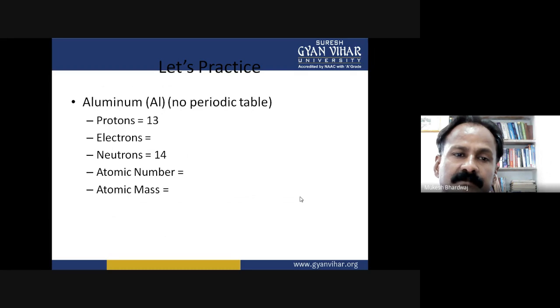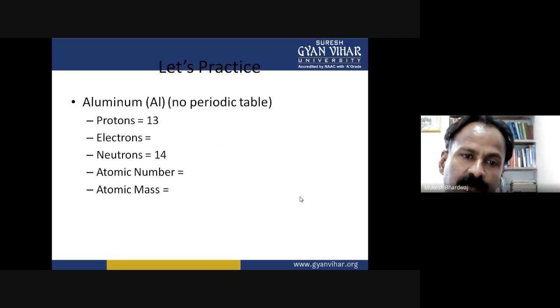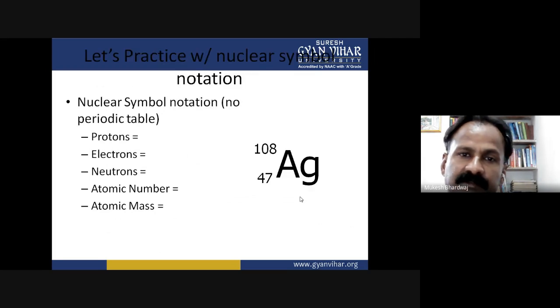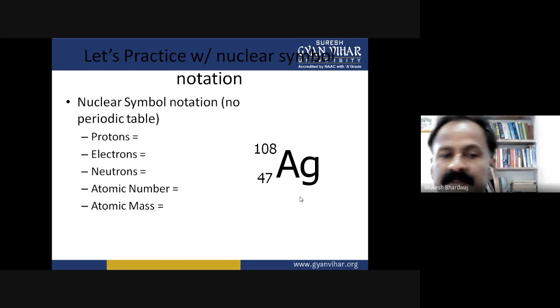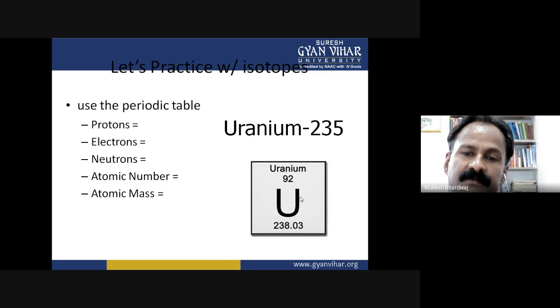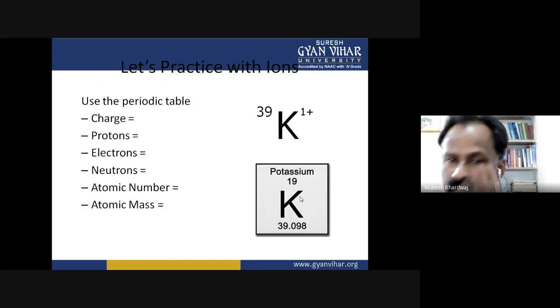Let's do some practice for atomic elements. Aluminum: proton 13, neutron 14, atomic mass number. We need to fill this. Let's practice nuclear symbol notation: protons, electrons, neutrons, atomic number. So just fill in these criteria by analyzing the element. Uranium 235, potassium, atomic number 19, mass number 39.098.